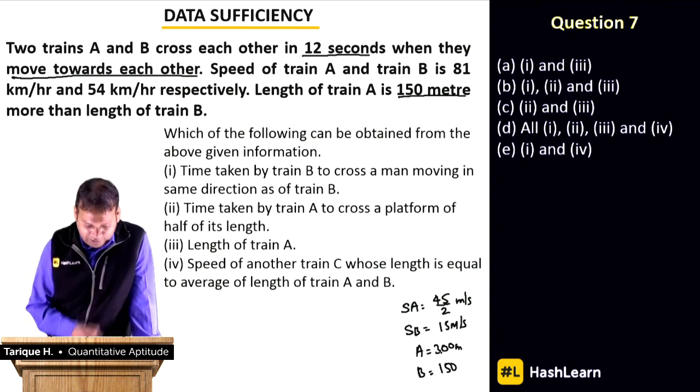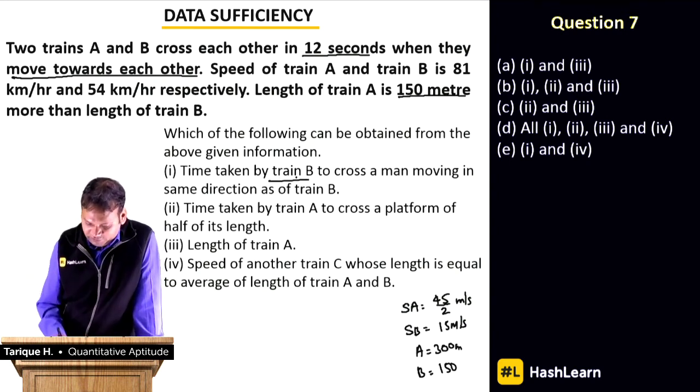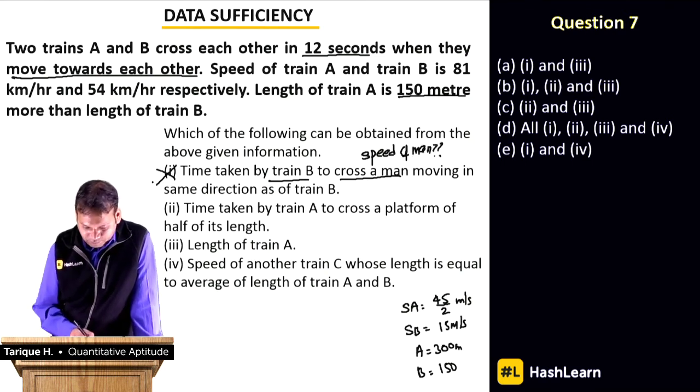Which of the following can be obtained? First, time taken by train B to cross a man moving in the same direction as train B. Now we cannot solve this question because we don't know the speed of the man. Speed of the man is required. This is not given, so we cannot solve this first part.